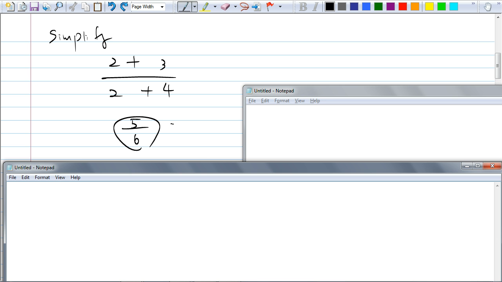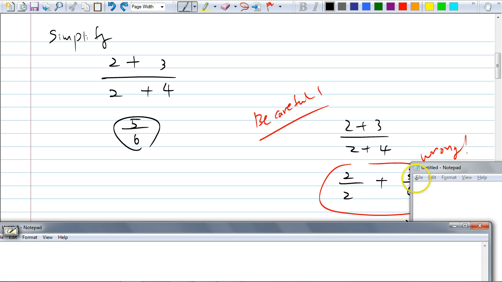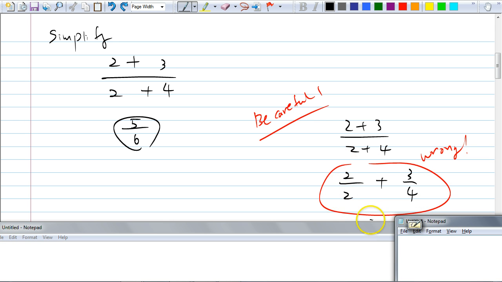How did you guys get 3/4? I bet a lot of you got 1 over 3/4. Can we just do this? No. And then some of you multiplied. Even if you did this, you should have got 1 and 3/4, which is still wrong. It's not either 3/4 or 1 over.